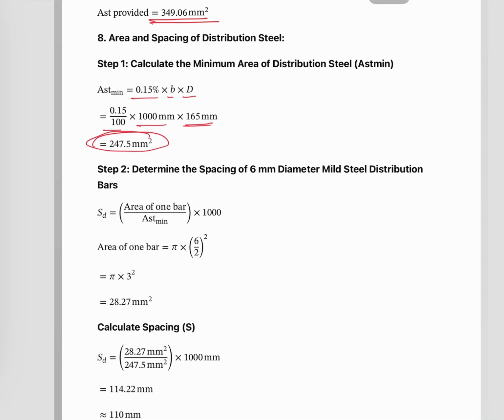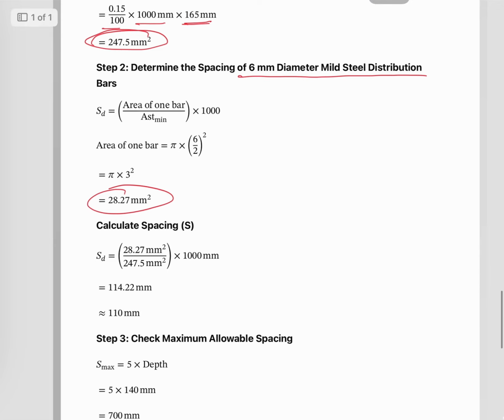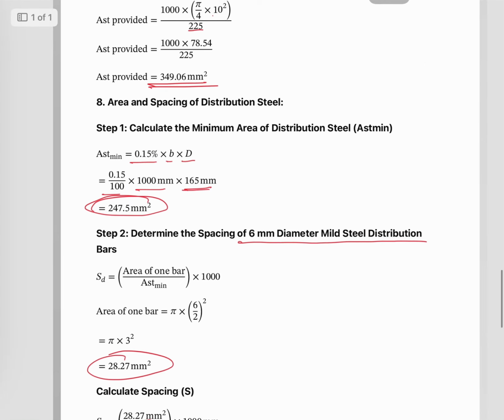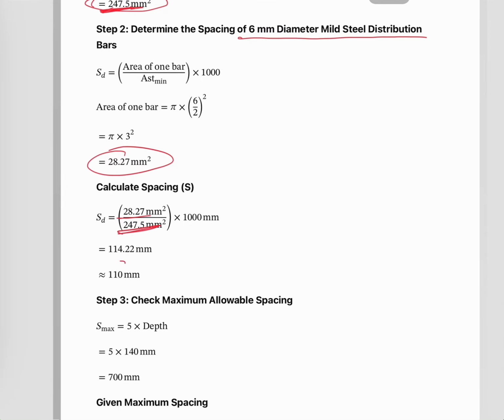Now let's identify the spacing of the distribution bars, given by the formula Sd equals area of 1 bar divided by Ast minimum into 1000. The area of 1 bar is very simple, guys: pi by 4 into 6 divided by 2 square, so we got 28.27. Why? Because we are providing 6 mm diameter mild steel distribution bar. So 10 mm is different; this is a distribution bar. For this, the spacing is very simple: 28.27 divided by the distribution steel area 247, and we got a spacing of 110.